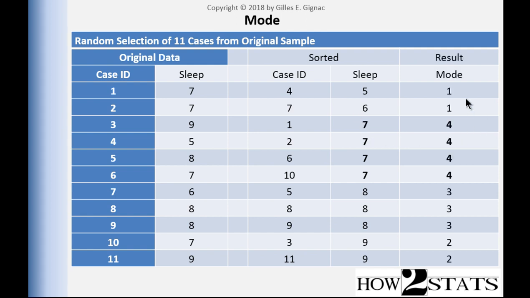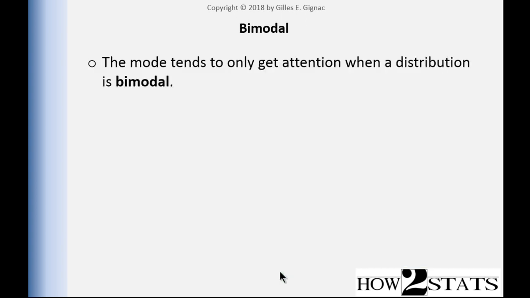What I've got here is the result of the mode in terms of how many times a particular value is observed. We can see that 4 times is how many times 7 is observed, and so that's the mode. The next competitor is 8, which was observed 3 times. So that's the mode.